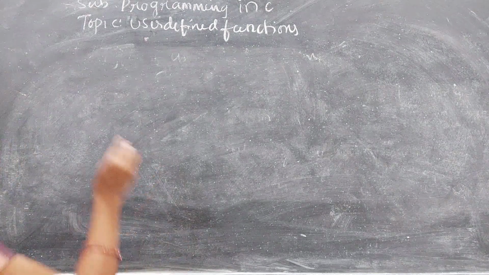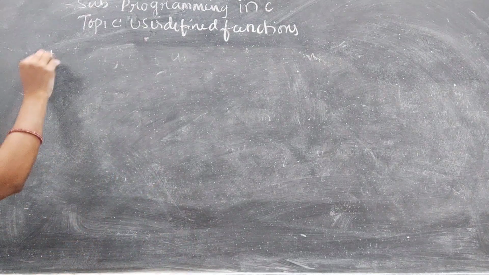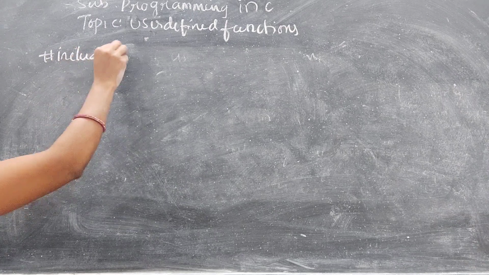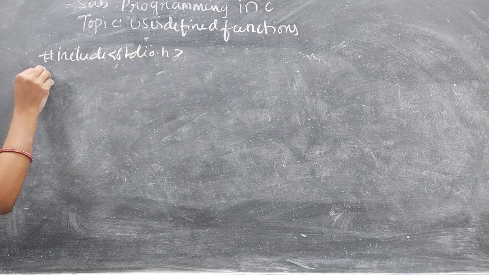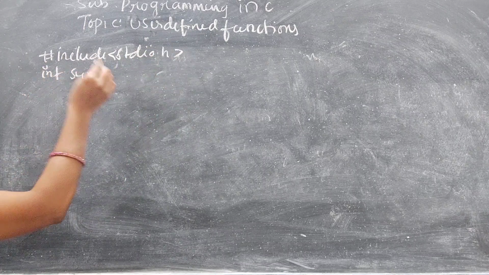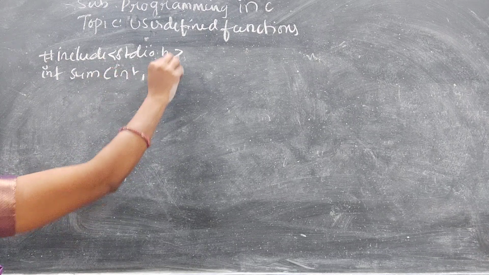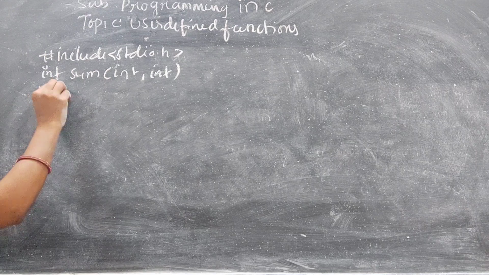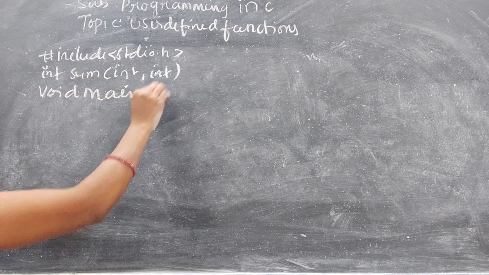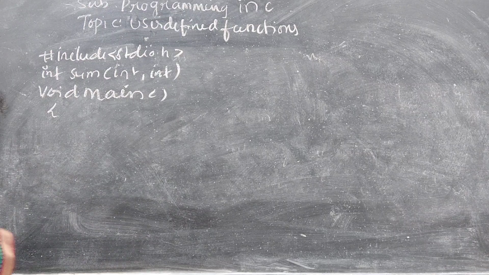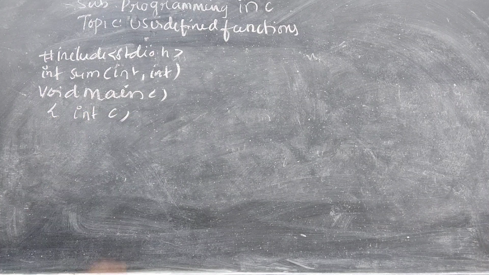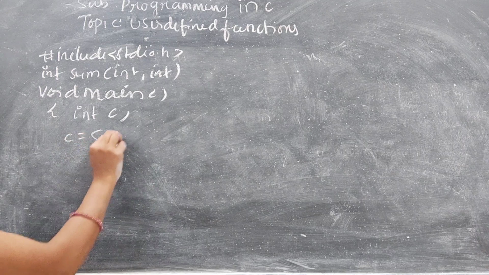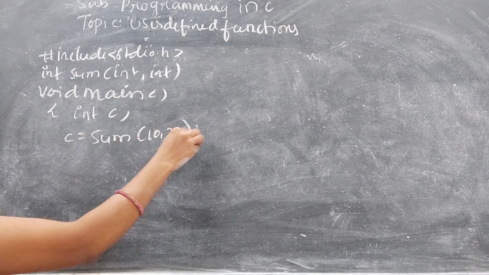Here I'll explain with an example program. You see, include stdio.h. Here I am using one function, that is sum. Int sum, int I am taking 2 variables, 2 arguments I am taking. Void main function. In the main function I am declaring a variable. Okay, see here, int c, one variable, this I am declaring inside the main function. C equals to sum 10, 20.